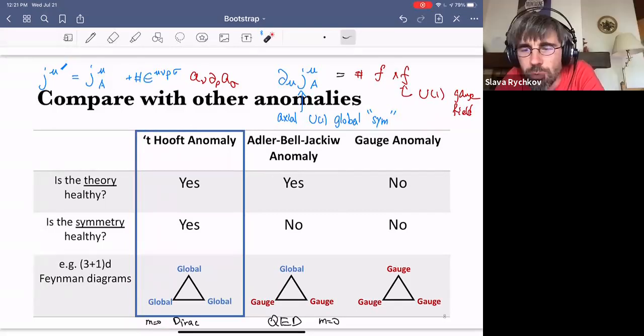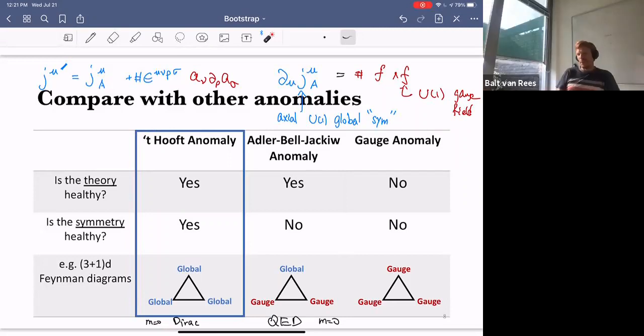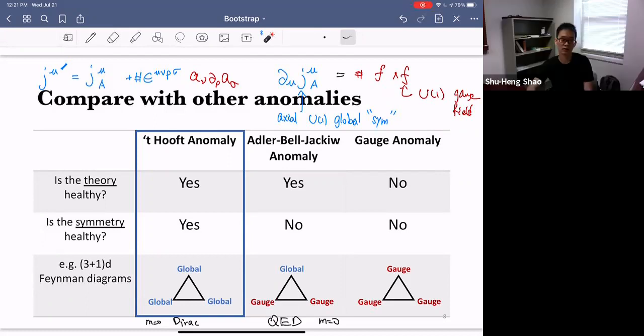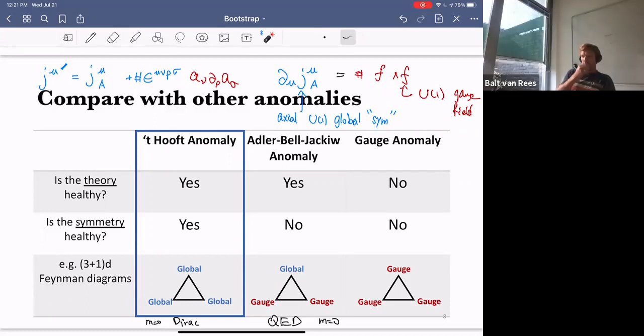Okay, I see Balt wants to ask something. Maybe a more philosophical question. So in your first example, you said your SO3 was anomalous, but you can lift it to an SU2, and the SU2 is not anomalous. Right. And your second example had a similar thing, and I think this is a more general thing, right? The projective representation, you can just lift it to a representation of the central extension.